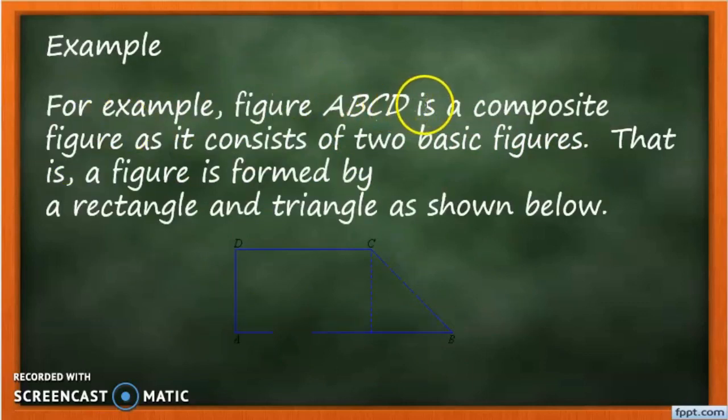Figure ABCD is a composite figure as it consists of two basic figures. That is, this figure is formed by a rectangle and triangle as shown below. So as you can see here, the composite figure has been divided into two basic figures. One basic figure is a rectangle, another basic figure is a triangle.